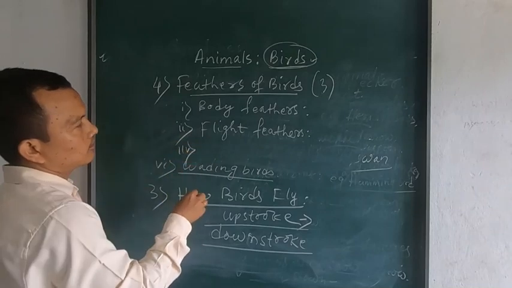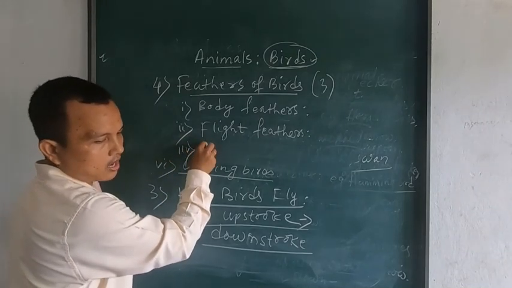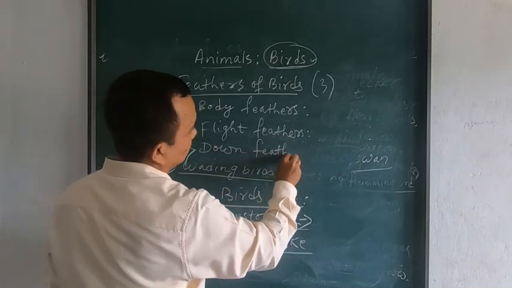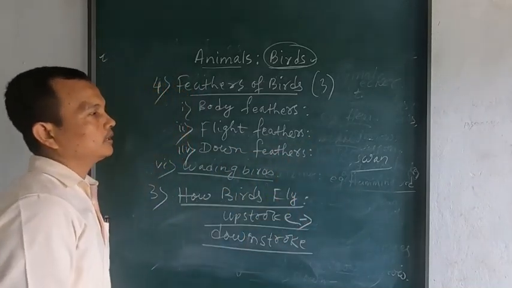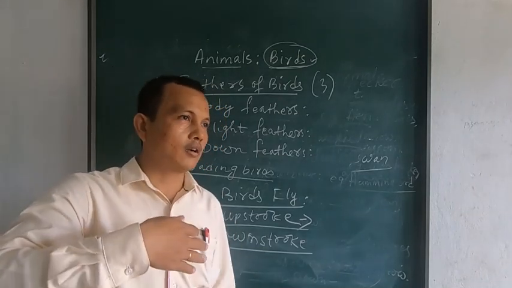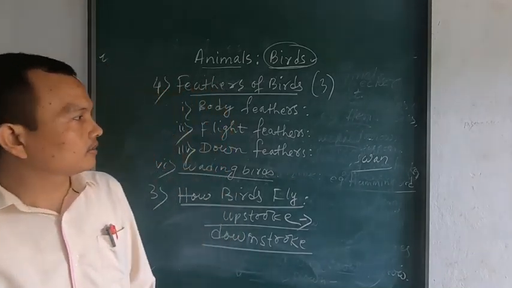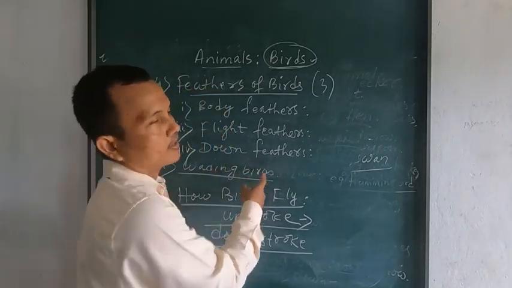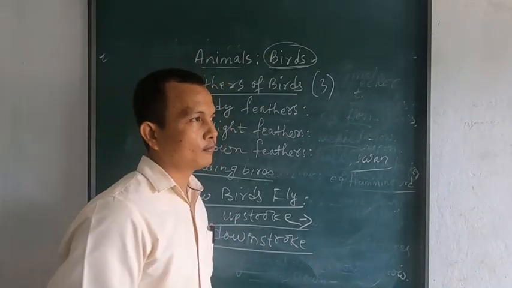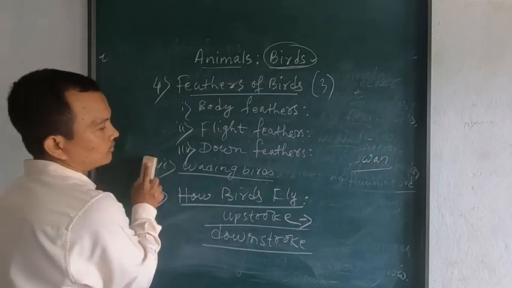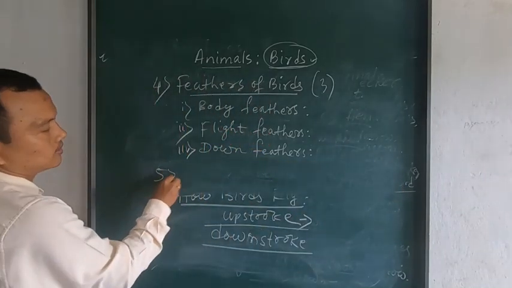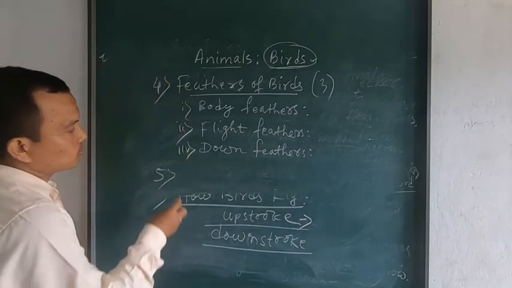And the third point is down feathers. Down feathers are usually found on the bottom part of the body. And the function of these down feathers is to warm the body of the bird. So that is the main function of the down feathers. So now let us come back to the other objective, that is the nesting habits of birds.